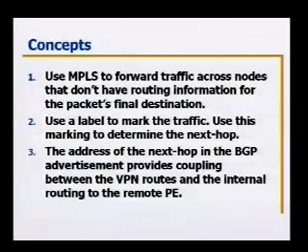So what are the concepts that we've seen? We've seen that we can use MPLS to forward traffic across nodes that don't have the routing information for the packet's final destination. These are the nodes in the middle of the provider's network, the P routers. And we've seen that we use a label to mark the traffic and use this marking to pick the correct next hop when the traffic arrives at the destination. And the address of the next hop in the BGP advertisement is what provides the coupling between the VPN routes and the internal routing to the remote PE. This was the route resolution that we saw resolving over the LDP route.